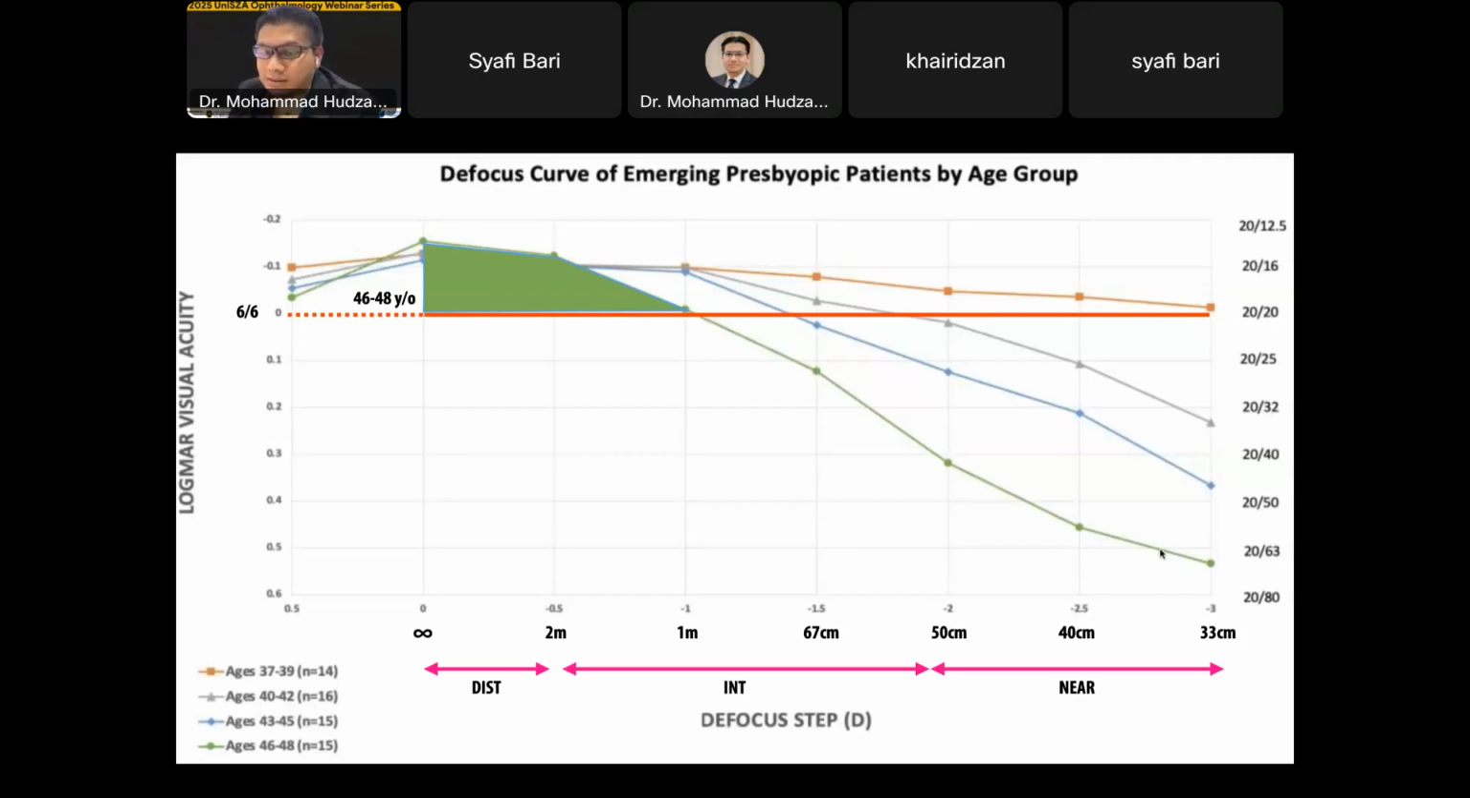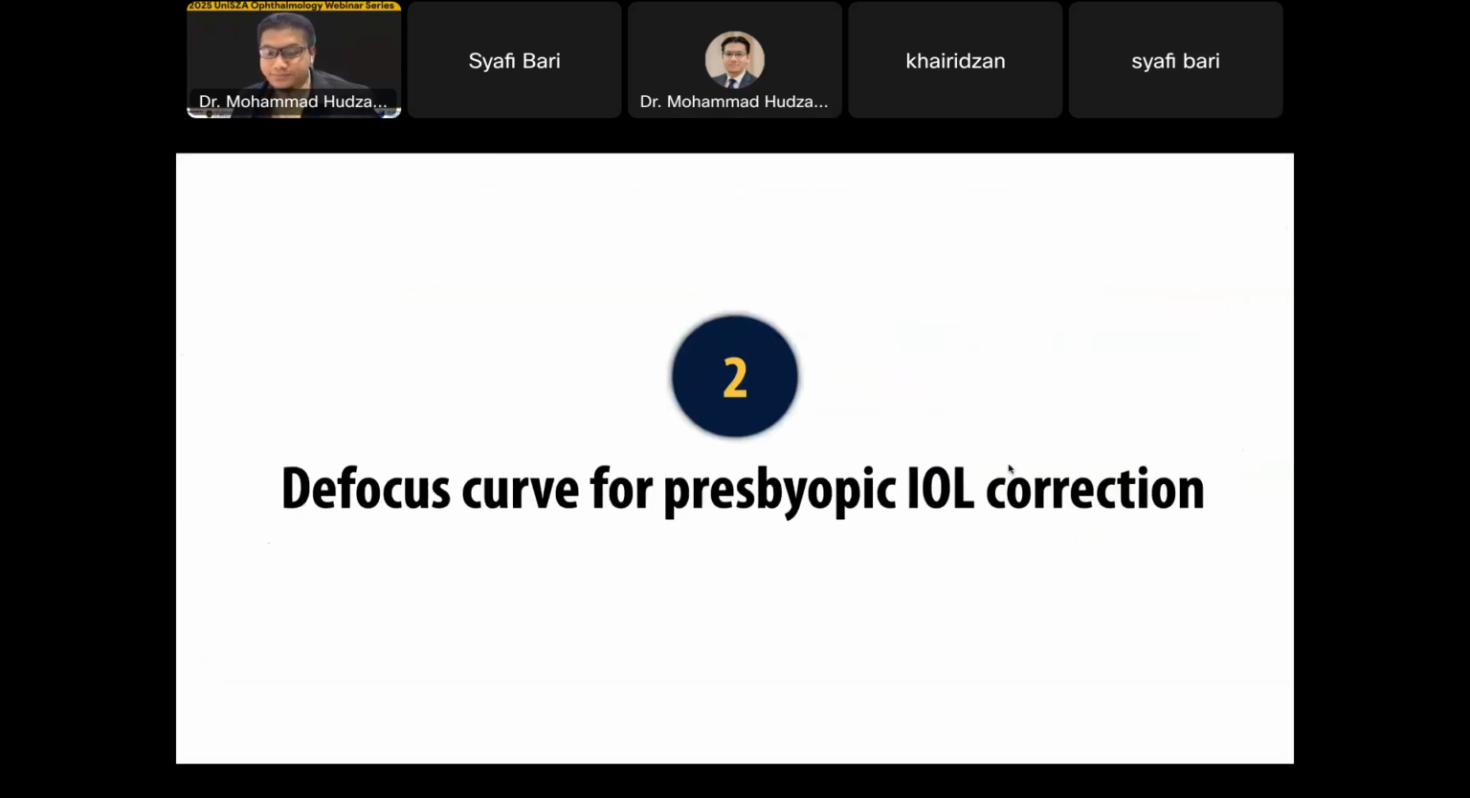This is so far the basic understanding of the defocus curve just by comparing different age groups. Okay, let's move to one of the examples of presbyopic IOL correction lenses.